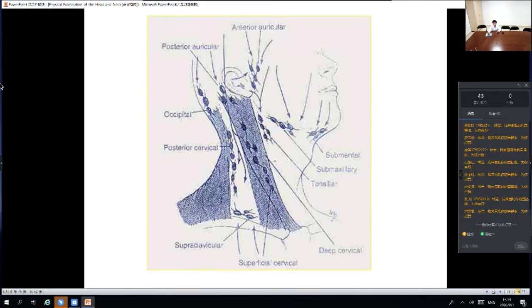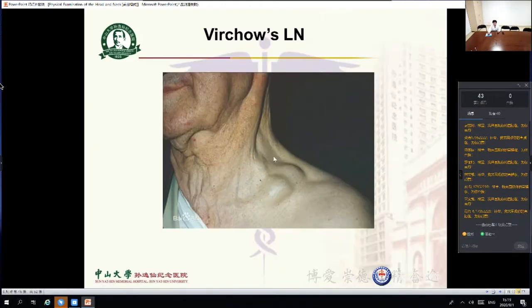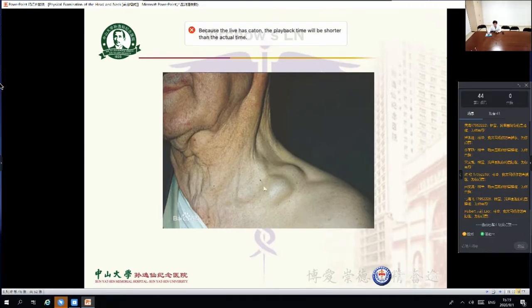And so the physical examination of the neck to check the lymph nodes is very important, and this is the key point of today's lecture. Okay, I would like to introduce the Virchow lymph nodes. We would like to give the definition of the Virchow lymph node for your test.